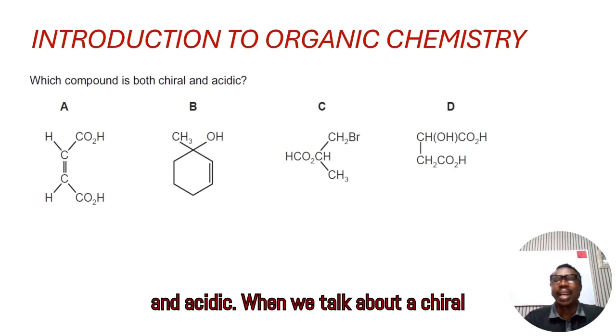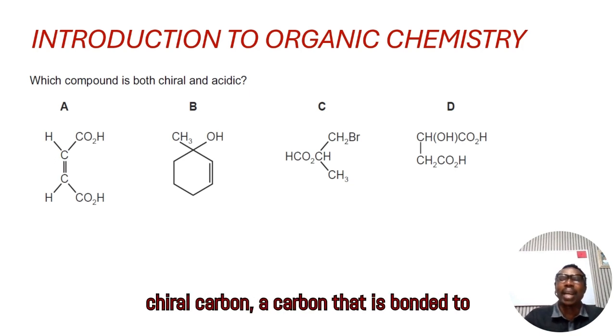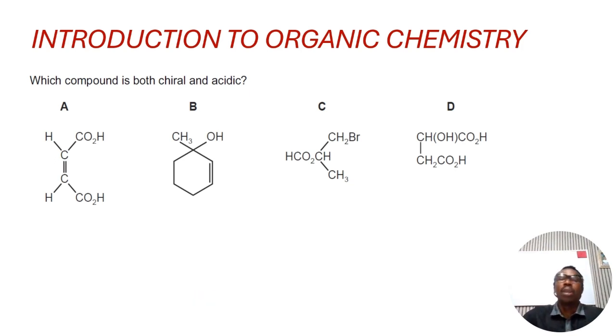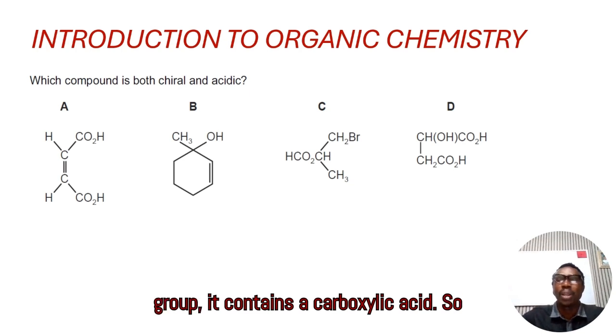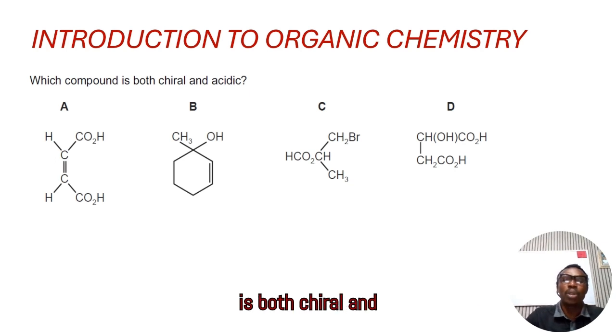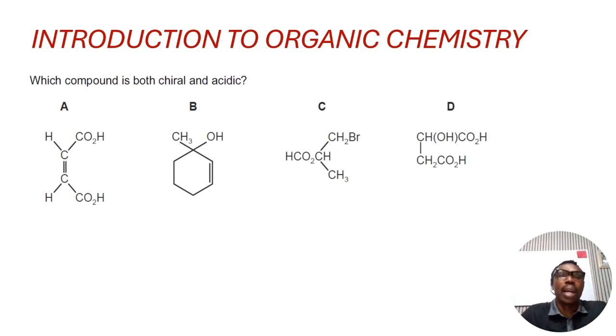When we talk about a chiral compound, it's a compound that contains a chiral carbon, a carbon that is bonded to 4 different atoms or groups of atoms. When we say a compound is acidic, that means it contains a carboxylic acid group. So we're going to identify the compound that is both chiral and acidic.